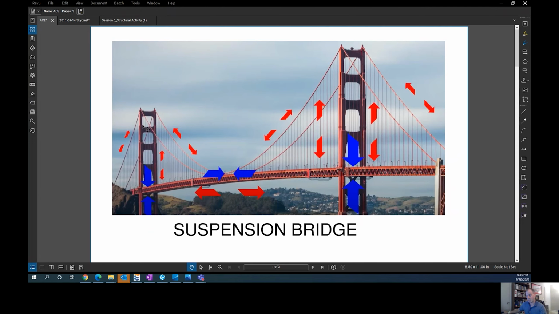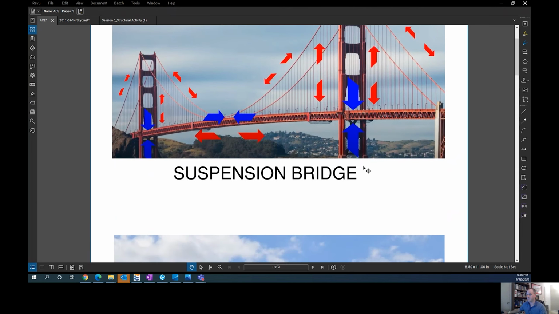The primary compression elements in the suspension bridge are the vertical piers. That's shown here by the blue arrows. Right? Blue is everything in compression, red is everything in tension. The deck, which spans between the piers on any bridge, will have compression in the top and tension in the bottom. This is based on gravity's tendency to make any horizontal element want to bend, like a smile.